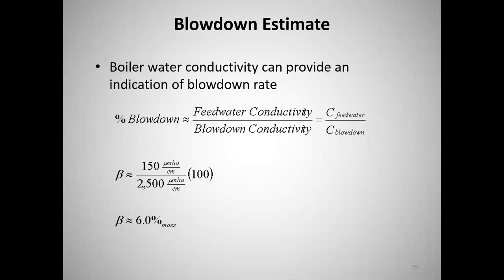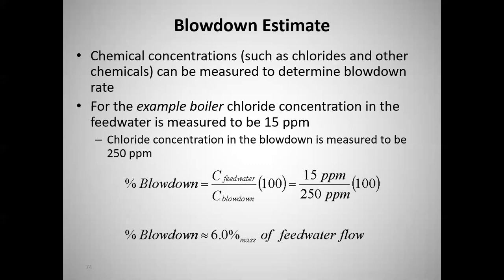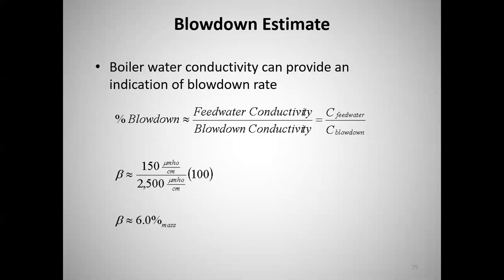So there you go. Say we measured the feed water conductivity to be 150, and that's micromhos per centimeter. Strange unit, but that's a conductivity. And then in the blowdown, it was 2,500. So that equates back again to 6%. So you can measure a chemical species, or you can measure the boiler water conductivity.